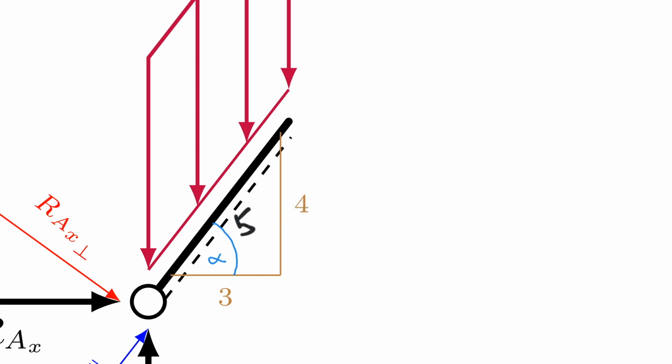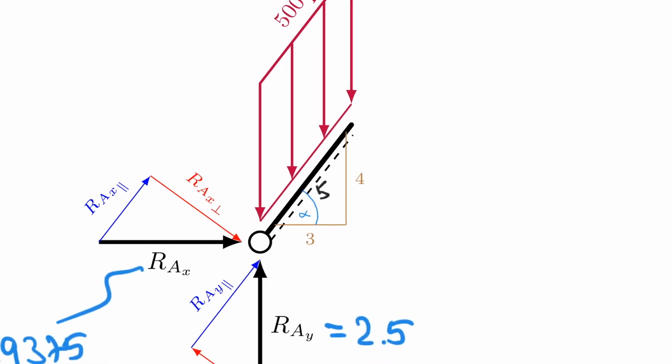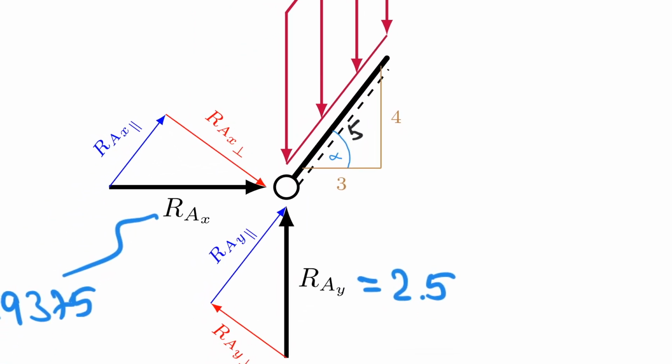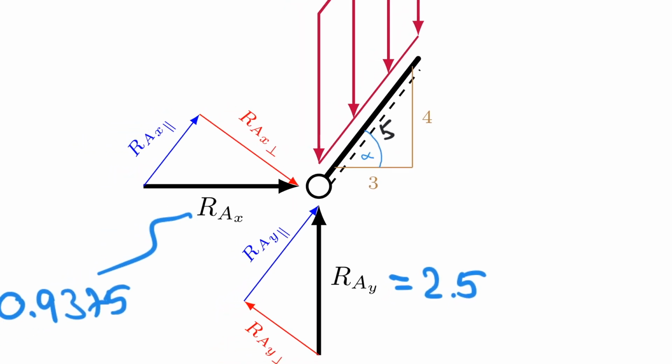So I now have to bring that into my other two triangles. And the easier one to see is probably the one for RAX. So let's look at RAX here. RAX is horizontal, and RAX parallel is parallel to the member. So that means that the alpha angle must be situated right here, right?